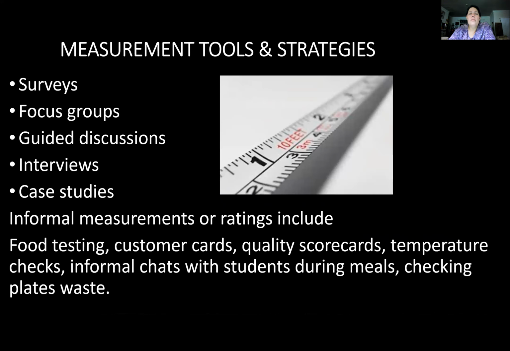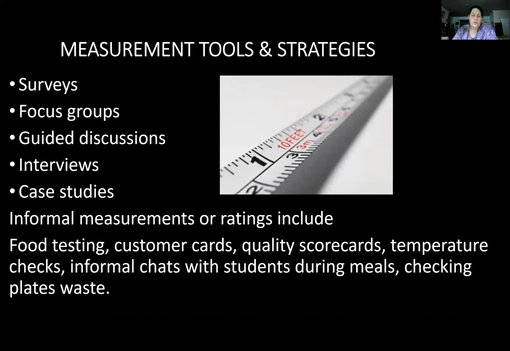There are different measurement tools and strategies that we can use in order for us to know if what we are doing is working, or if it's good, or if it's received in a positive way by our students and by our customers. For example, surveys, when we ask them if they like the specific product or recipe or something that we are doing for them. Focus groups, guided discussions, interviews, case studies, or any informal measurements or ratings that include food testing.